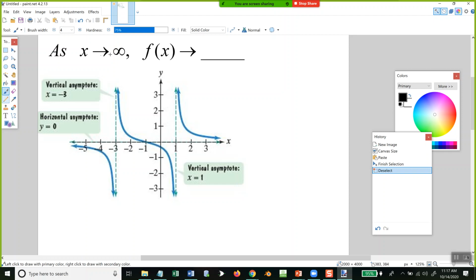Okay, so this says x approaches positive infinity. Now, positive infinity is over here, and you can only approach it from one side. So there is no plus, or what we're going to see is a negative power, indicating the left-hand side.